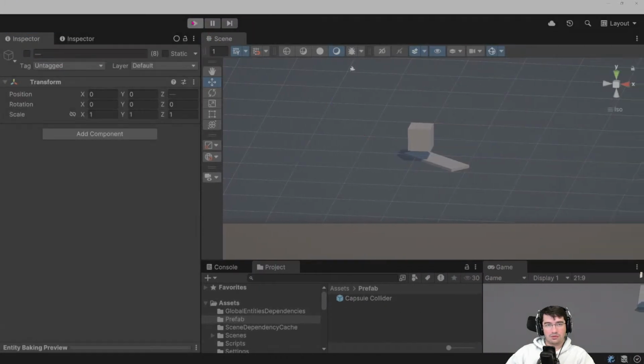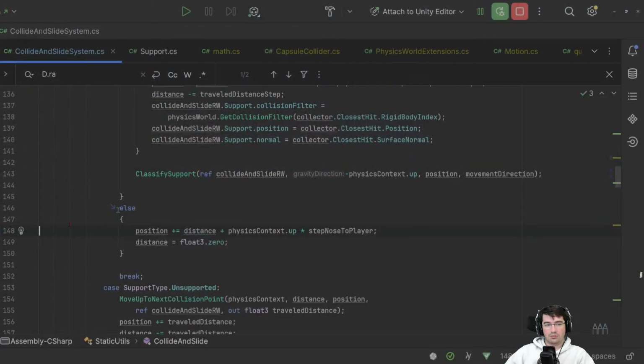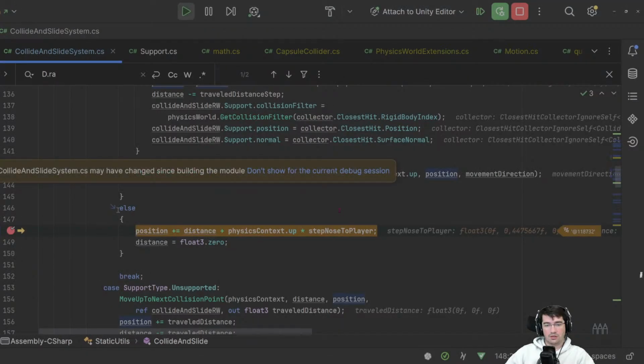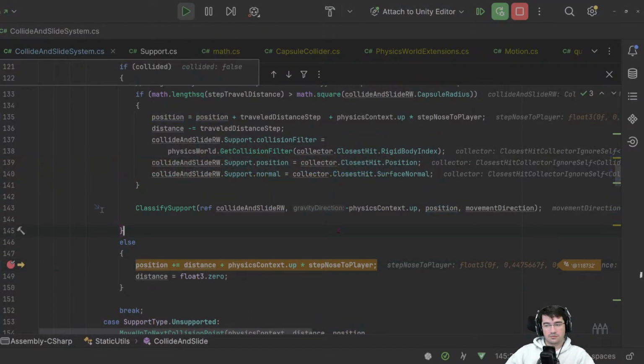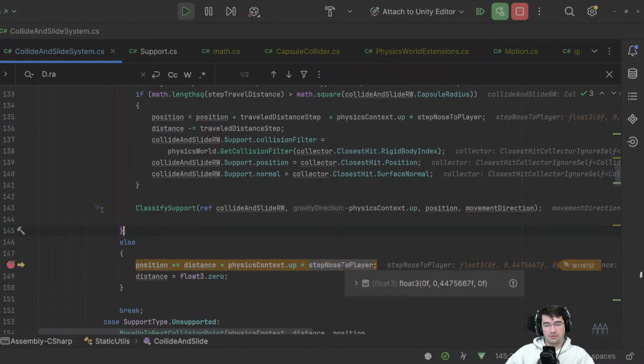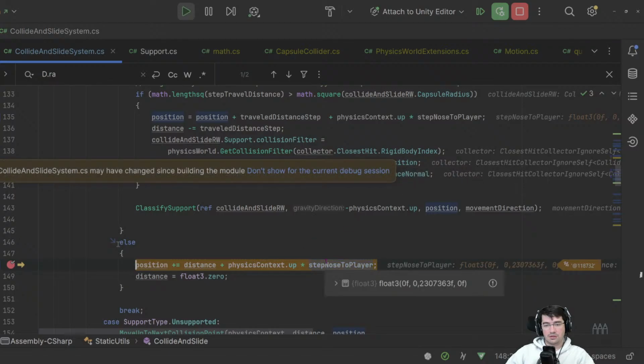And I left the correct one. Okay. Going back. Okay. So there is no hit, so I should go 0.44. 0.44. And then again 0.23.